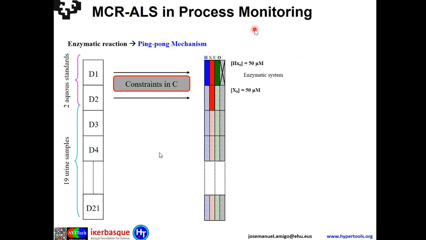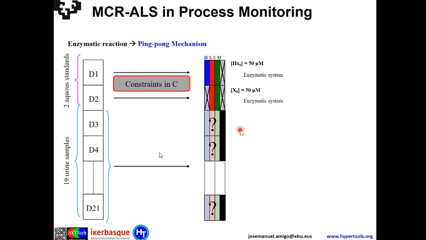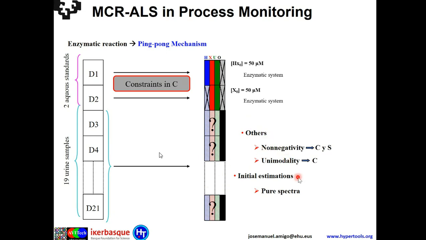We did the same with all the standards. And the good thing is that we didn't know anything about those samples because, as I said, we prepared different mixtures with hypoxanthine at the beginning, with xanthine at the beginning, with uric acid, with a mixture of all the components. Okay, so we didn't know these concentrations. This is what we actually want to calculate. But what we know is that those actually contain urine. Okay. So here, what we did is to apply non-negativity and unimodality, and we gave as initial estimations the pure spectrum.